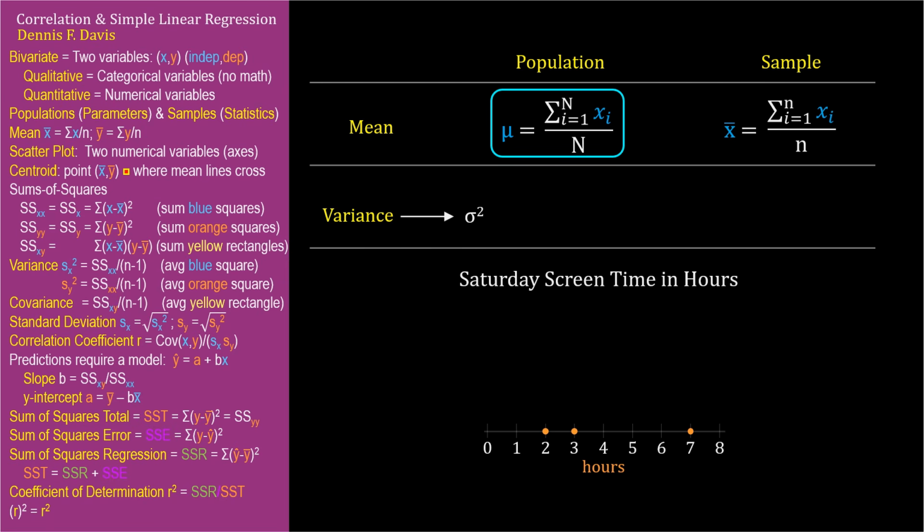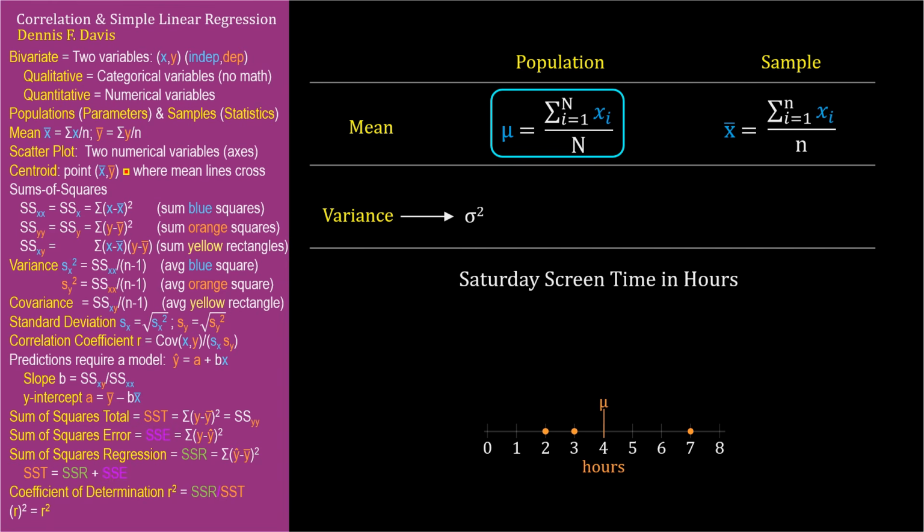Let me say again that most populations are a lot bigger than this. In fact, they're often so big we can't measure all the members. So I'm showing a very small population just to illustrate the idea and the math behind the variance. We need mu, so we add up all 3 variable values and divide by 3. 2 plus 3 plus 7 is 12, divided by 3 is 4, so mu is 4.